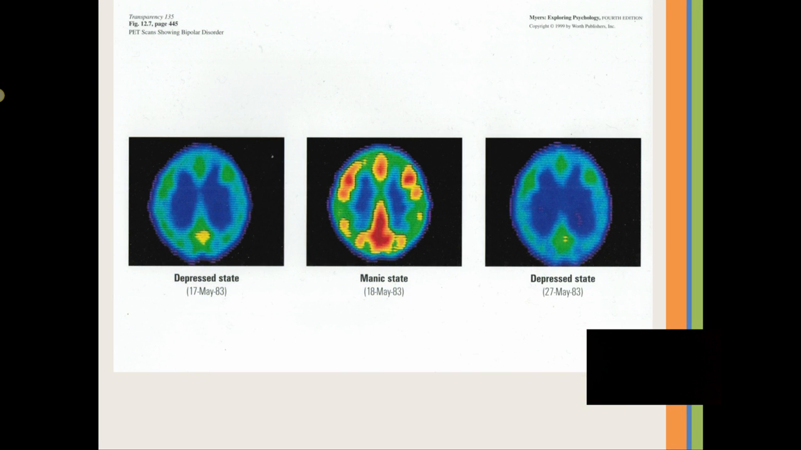Here's an example of someone with bipolar disorder, depressed, right on the 17th of May. Look at that, basically almost no activity. There's really a lack of activity. Manic, look at that, boom, huge activity. And then a little later, from the 18th to the 27th, we don't know when the shift happened, but they're back to their depressed state.